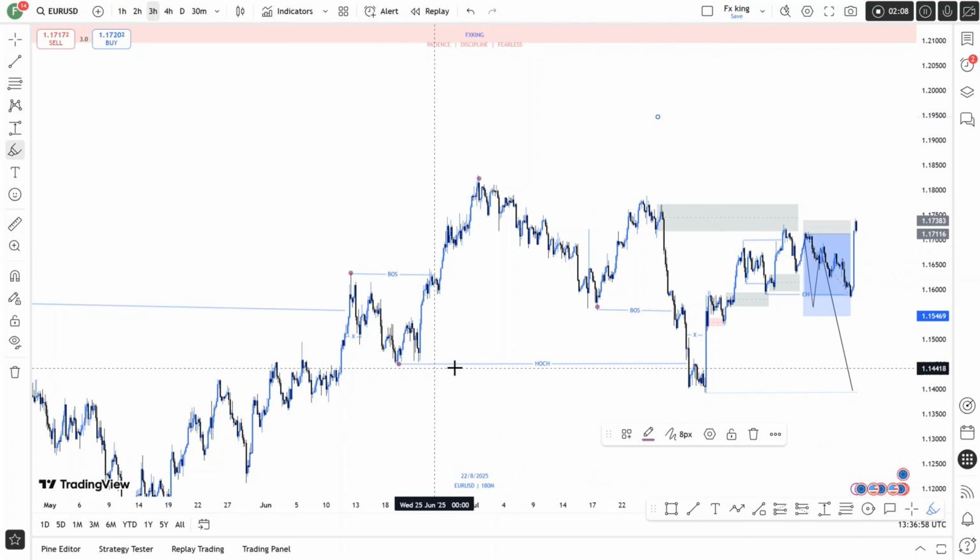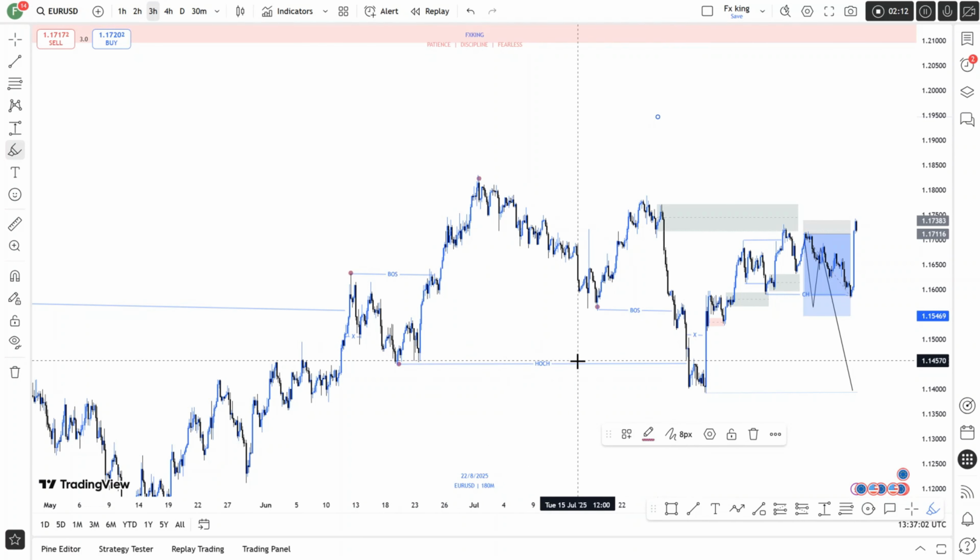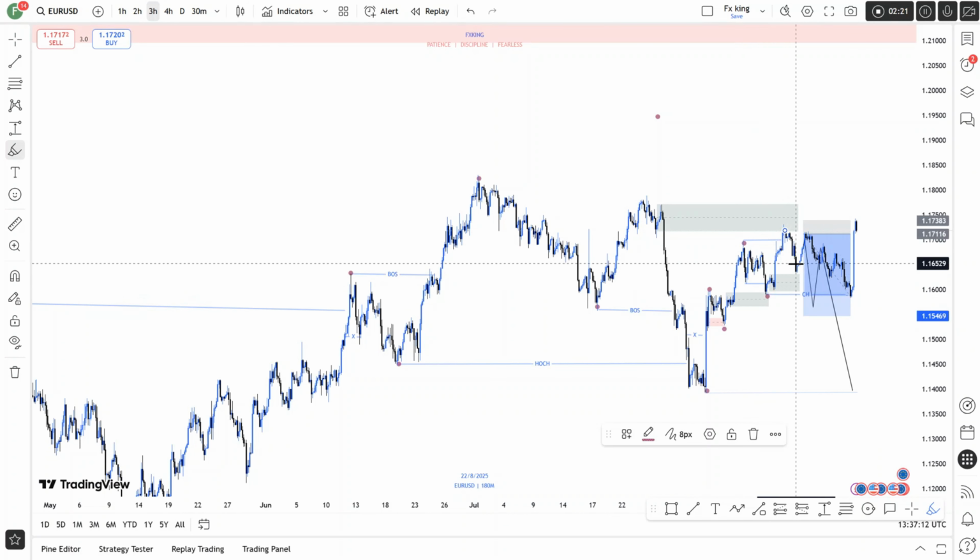So after that, the market came down, giving me a change of character at this level. So after this change of character at this level, what did the market start doing? The market created a higher high here, higher low, higher high. So the market started trending to the upside.